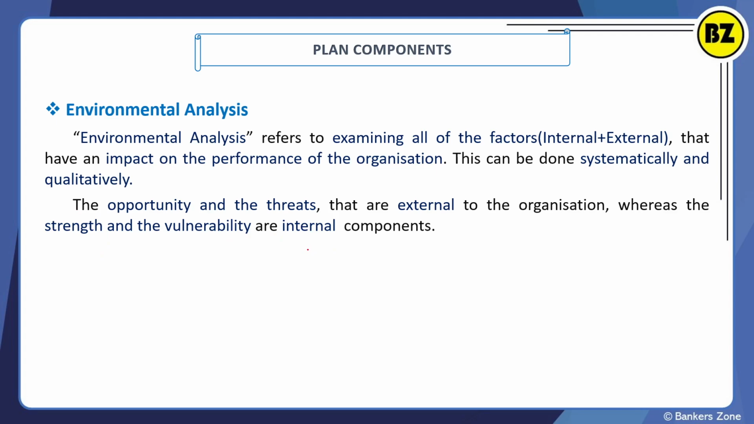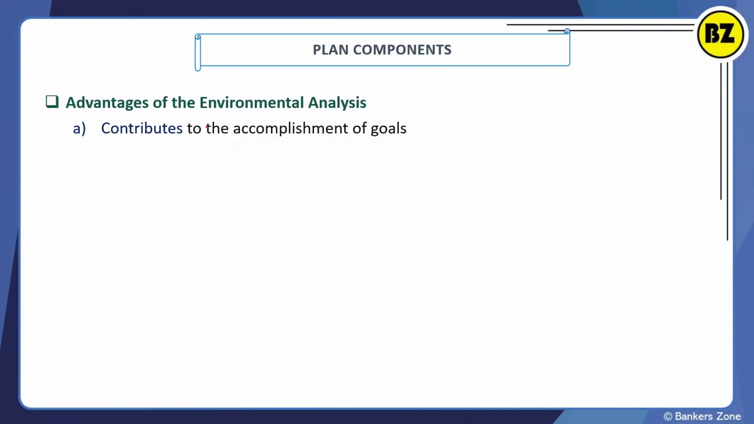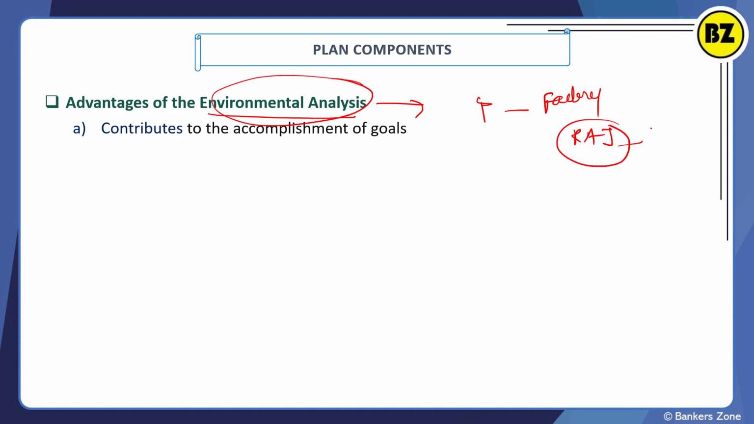Now environmental analysis. What are the advantages of environmental analysis? Simply say, suppose you have to open a factory in, say, Rajasthan. Then what will you do? You will first do the environmental analysis. That means: what are the rules of the state of Rajasthan, what are the taxes in Rajasthan, what are the pollution rules in Rajasthan? You are going to do different analyses. This is basically the environmental analysis.